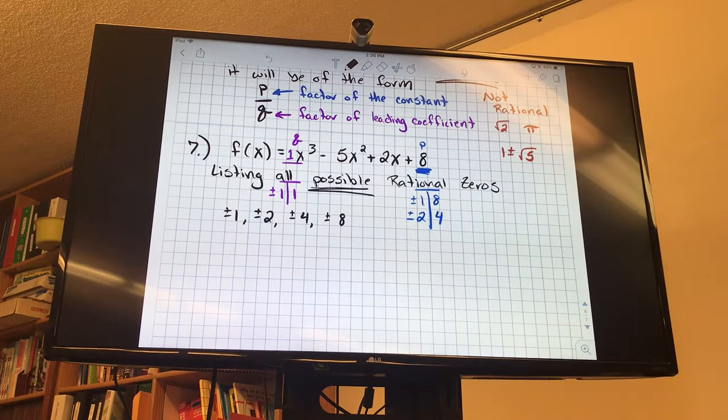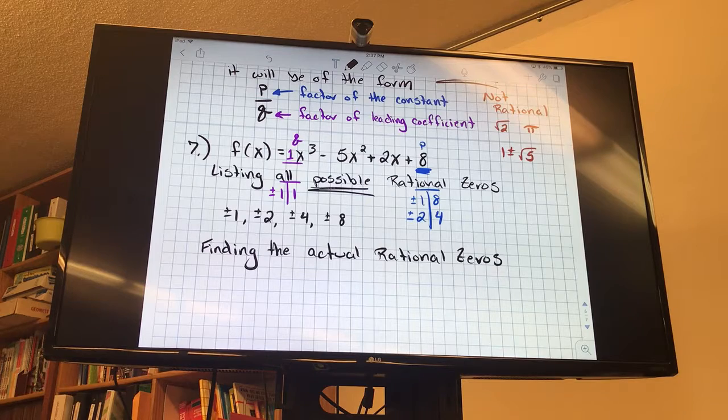So how do I find out which ones work? Plug them in. Put each number in for x. Is there a quick way of plugging them in? You could use the remainder theorem, right? Yes, if I was just trying to find all the rationals. So, listing all the possible rational zeros and now finding the actual rational zeros.